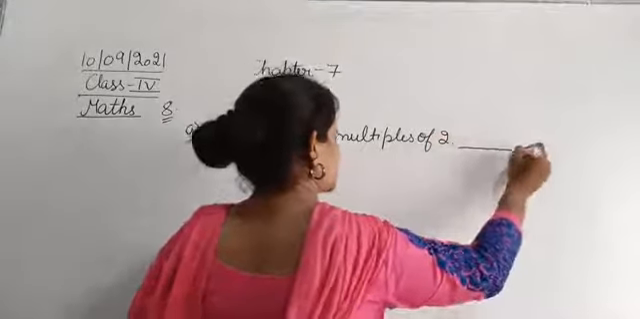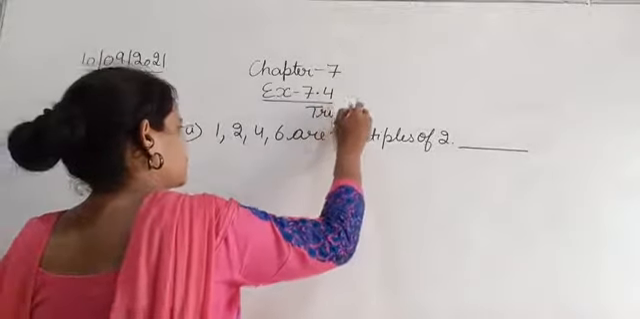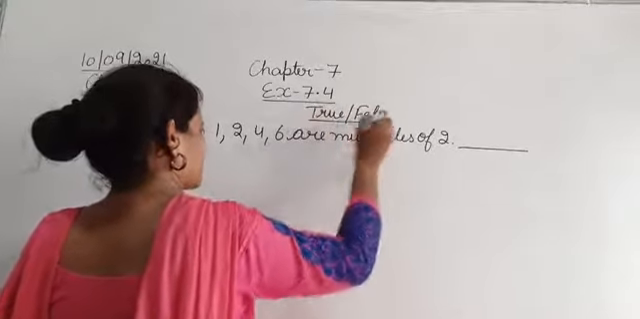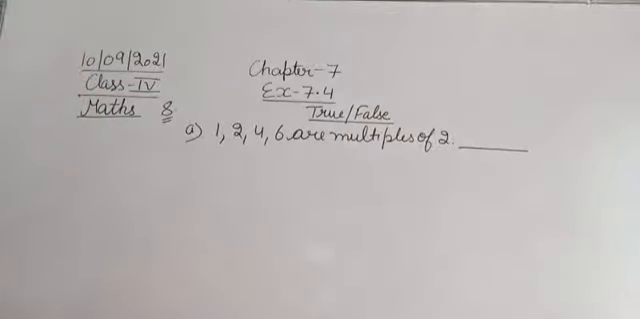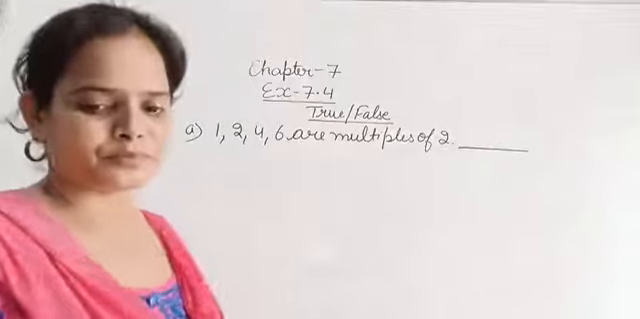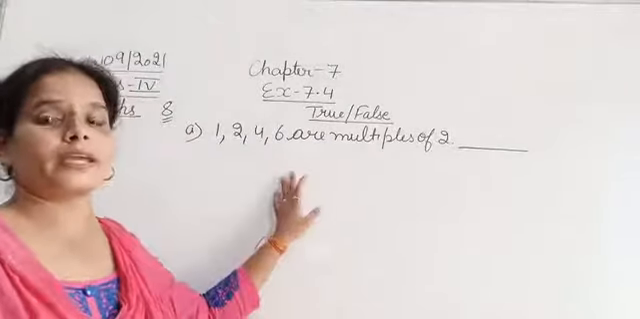So whether this statement is true or false, it is either true or false. Okay, so 1, 2, 4 and 6 are the multiples of 2. So is it true or false? So let's see. So dekhiye, simply for that, 2 ke multiples kya ye number hai ya nahi?